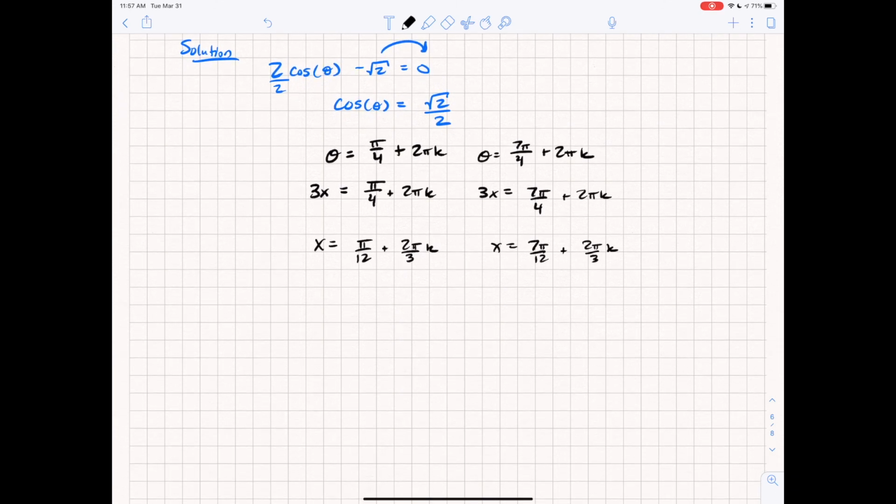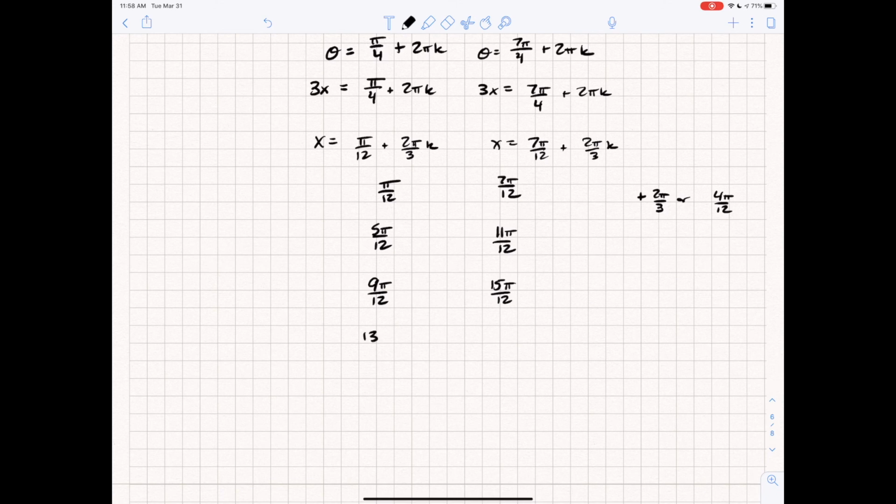And so now I can go through and find my 6 solutions by taking my original, pi over 12, and 7 pi over 12, and I'm going to add 2 pi over 3, or 4 pi over 12 to each of these. So starting at pi over 12, the next answer would be 5 pi over 12. For 7, this would be 11, then 9, and 15, 13, 19, 17, 23.